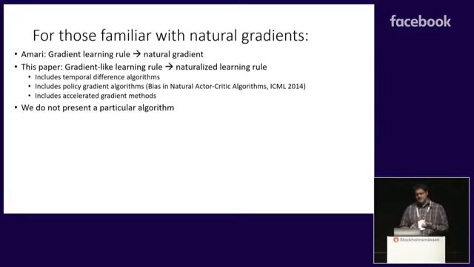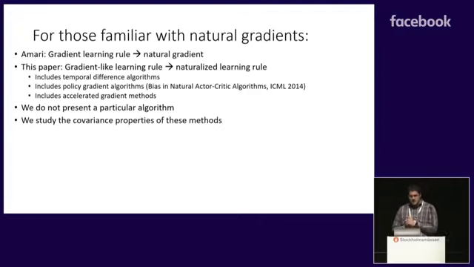One thing I'd like to emphasize is that in this paper, we weren't trying to present a particular algorithm and sell it to you, to say you should use natural temporal difference learning. The goal was to say, how can you take your learning rule, whatever it may be, and convert it into a naturalized form that gives you covariant updates? In the process of doing this, we studied many of the covariance properties of these different methods, and we came across two interesting things, one that surprised me and one that really surprised me.